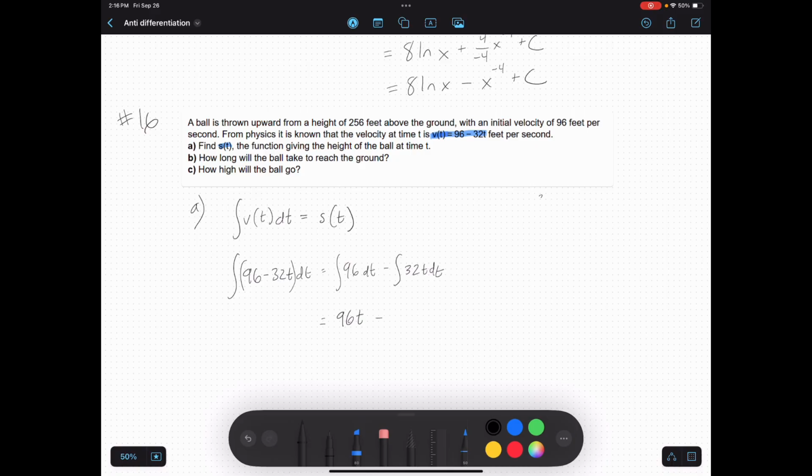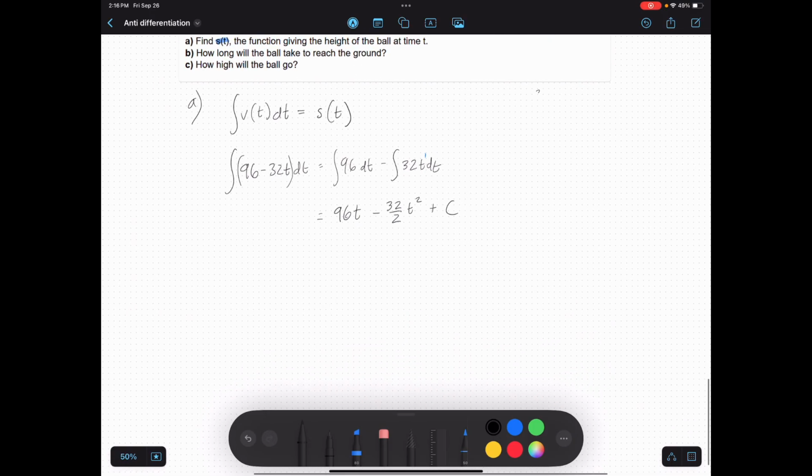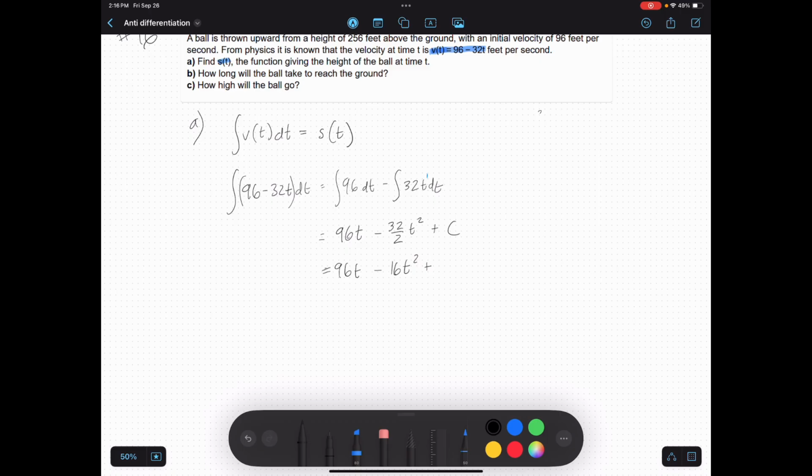Minus, and then my antiderivative of 32t, remember I can always put a little 1 here as my assumed exponent, and then use the power rule. And so I get 32 over 2t squared. And then of course I'm going to have this plus my arbitrary constant. So if I simplify that, 96t minus 16t squared plus, well, this is actually one of those cases where I can actually solve for what this constant is. Remember that plus c is there is because I can put any constant I want there and it still counts as an antiderivative, but in some cases we have a specific constant that needs to go there.